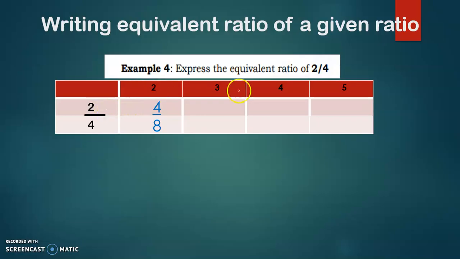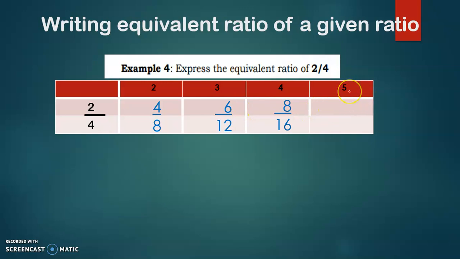That is 3 times 2, that is 6. And then 3 times 4, that is also 12. Kaya the second equivalent ratio ay 6 is to 12. Okay. Pwede naman natin i-multiply sa 4. 4 times 2, that is just 8. And then 4 times 4, that is 16. So the third equivalent ratio is 8 is to 16.